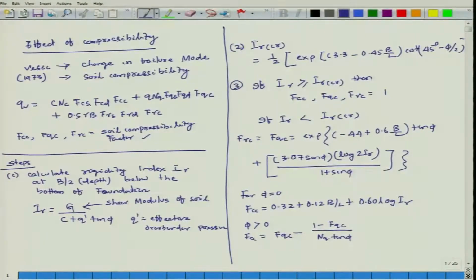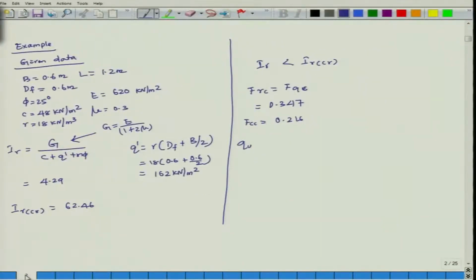Then the ultimate bearing capacity you can calculate, considering the shape factor as well as the depth factor and the compressibility factor. The shape and depth factors will be as usual from the basic theory; only the compressibility factor will come into the picture here. So the ultimate bearing capacity comes out to be 474 kilonewton per meter square. So, this is the effect of compressibility.